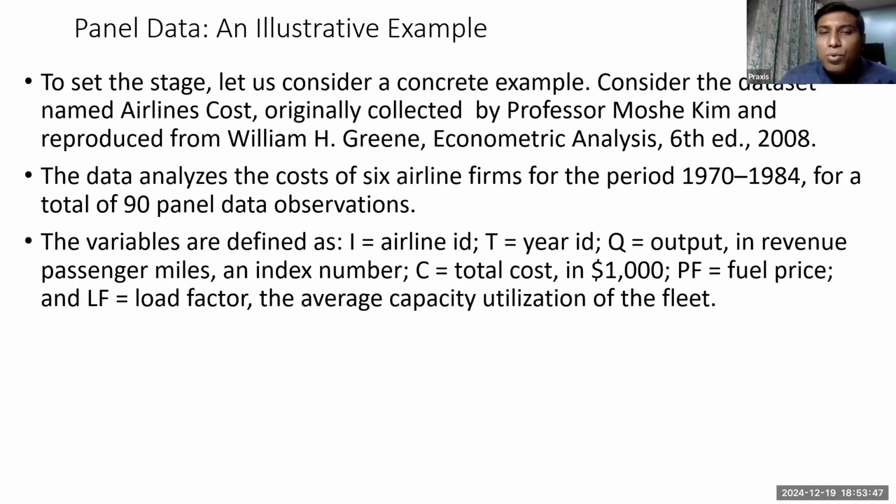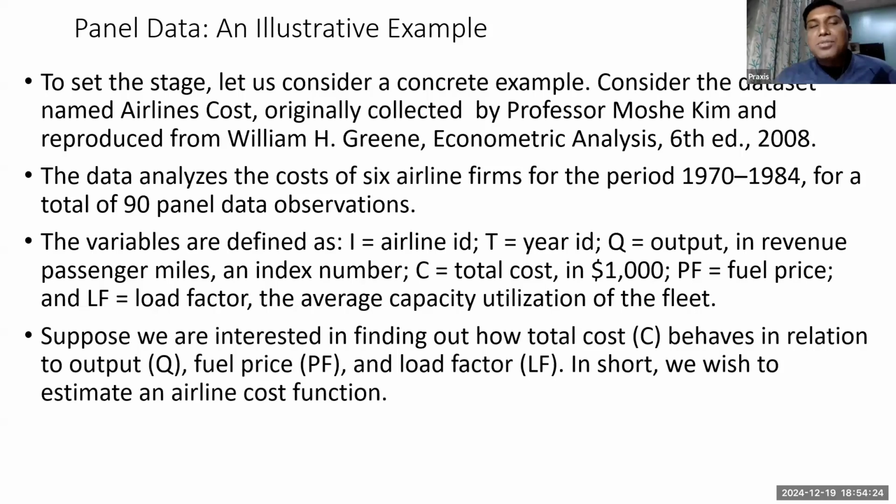Then they have total cost, which is measured in $1,000, right? Then fuel price, another variable. Then load factor. Load factor is basically the average capacity utilization of the fleet, because every time the flight may not be 100% full. So what is the load factor? That is, what is the capacity utilization? Is it 90% capacity utilization, 95%, 80%, and things like that, right?